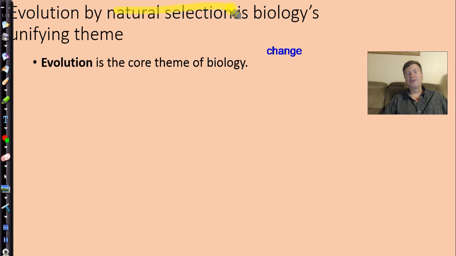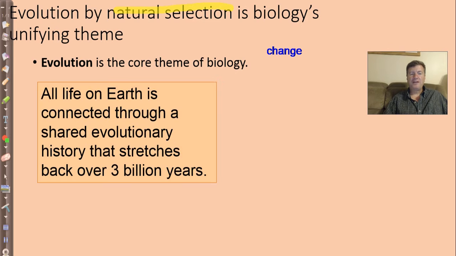So let's be clear. Darwin did not invent the word evolution. He simply used it. He said, I can tell you how I think it might have happened, how we can just look at a mechanism for how things have changed over time. So it is a central theme: that all of life on Earth is connected through a shared evolutionary history. Everything is related. And the origin of life goes back over 3 billion years.